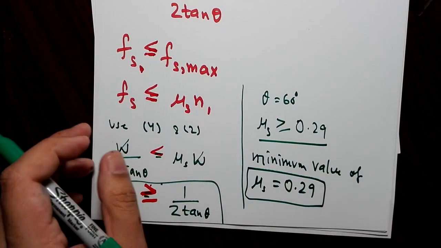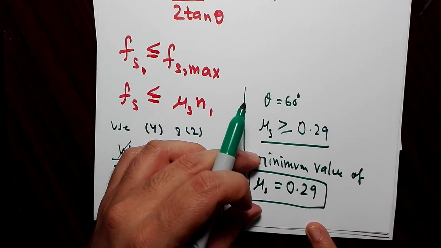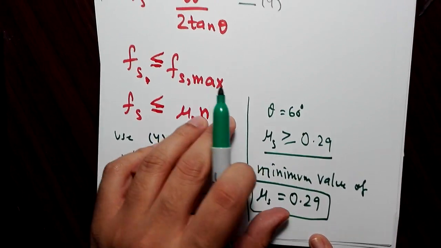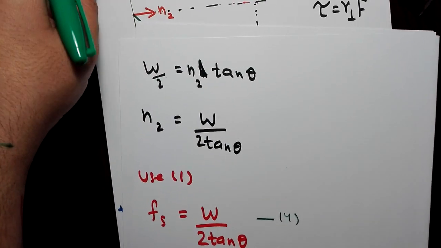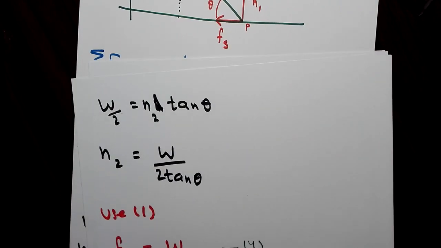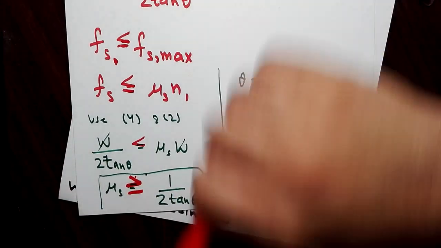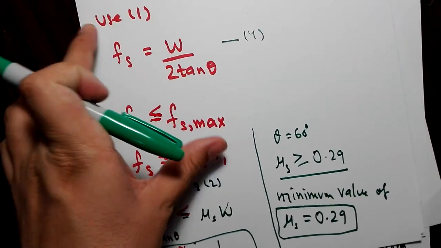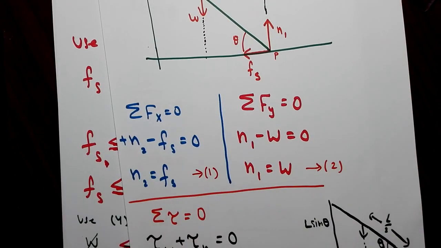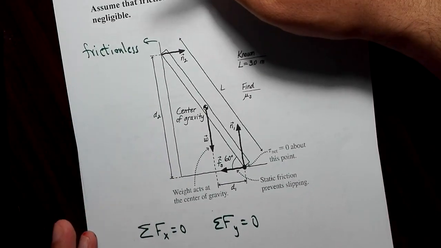That's what we want. If we take two surfaces with this value of mu s, then you can get the 3-meter ladder in equilibrium. And interestingly, it's independent of the weight. Mu s doesn't depend on the weight. So this was the problem of the ladder in static equilibrium.